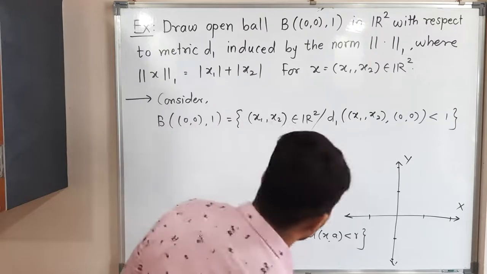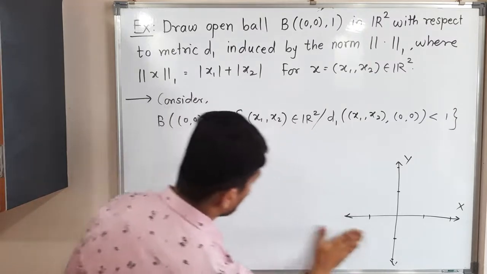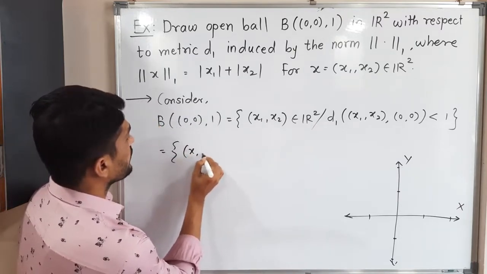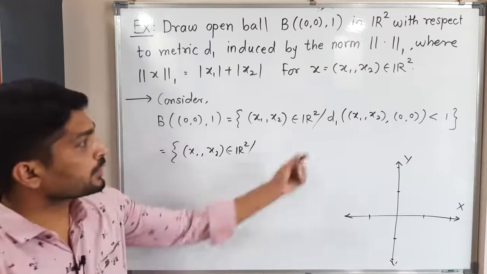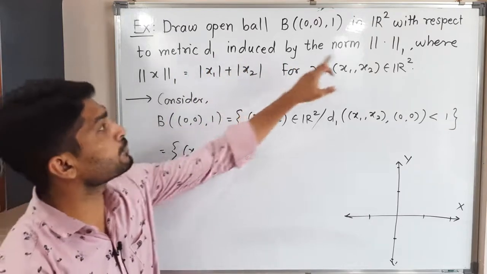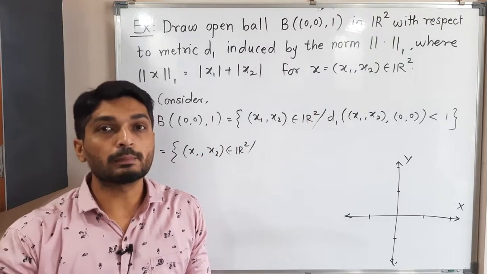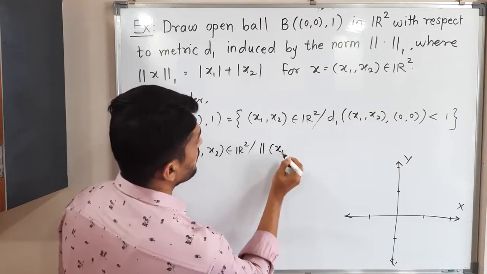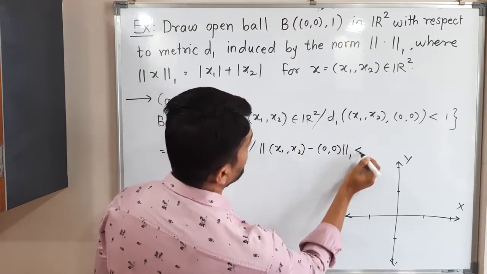Let me remove the definition so we will have more space to write. So let us continue. This is equal to {(x1, x2) belongs to R2 such that. What is the definition of d1? They have clearly mentioned d1 is a metric induced by norm 1, so d1 is defined with the help of norm 1. By the definition of induced metric, we can write norm 1 of (x1, x2) minus (0, 0) less than 1.